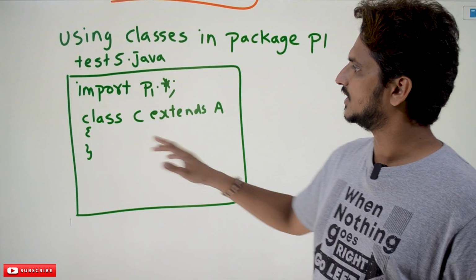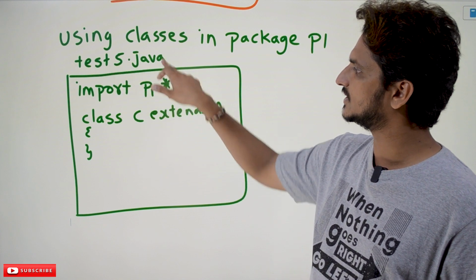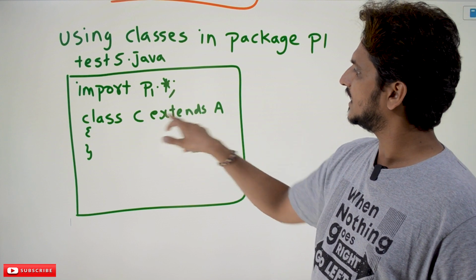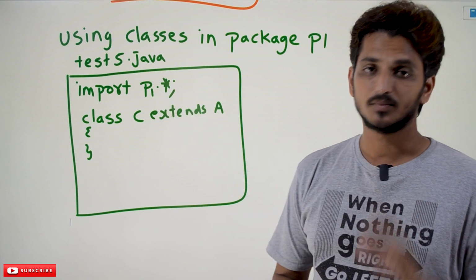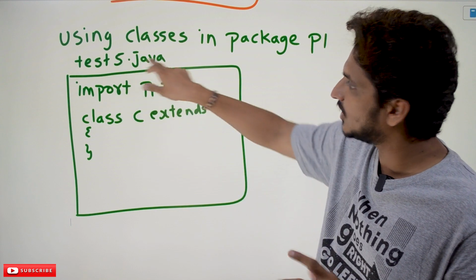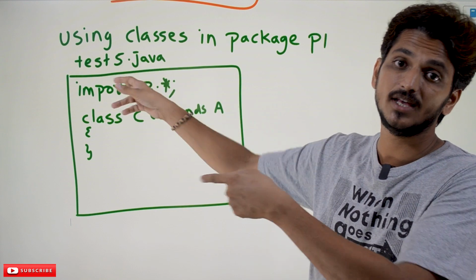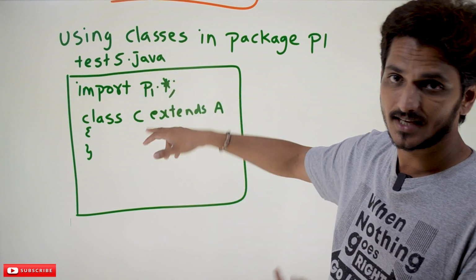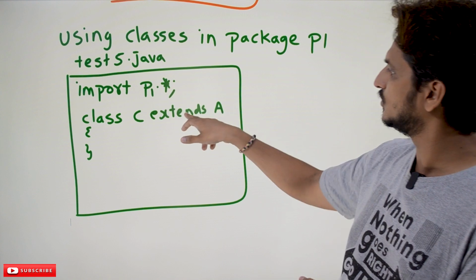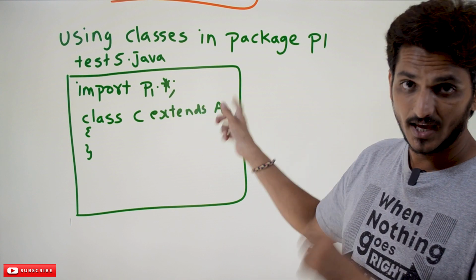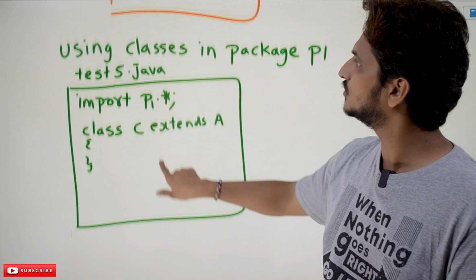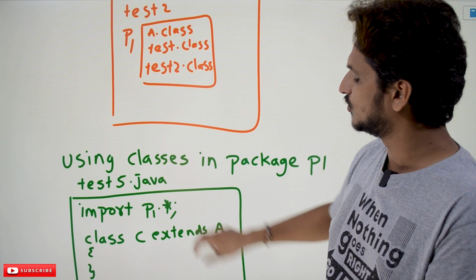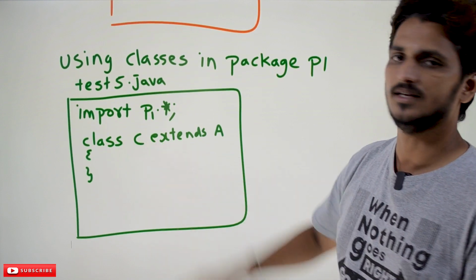So now see, look at it. test5.java. This is the file. Here we are using import p1.star. Class C extends A. Observe properly. In this file test5.java, we don't have a class named A. So our compiler is going to check this file. If class A is present in here, it is going to use it as extends A. If A is not present here, it is going to check the package P1. Here A is there. This class is going to be inherited in class C.